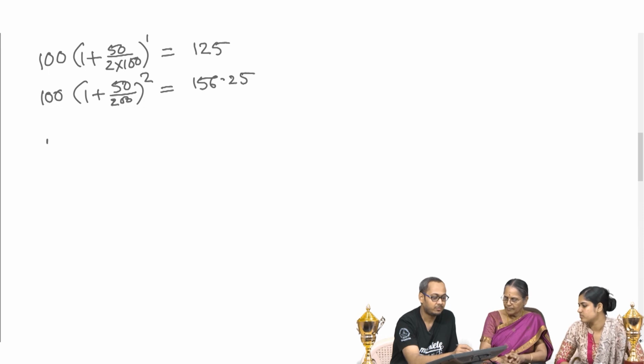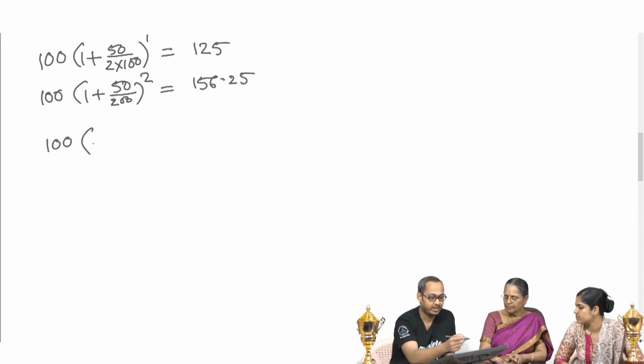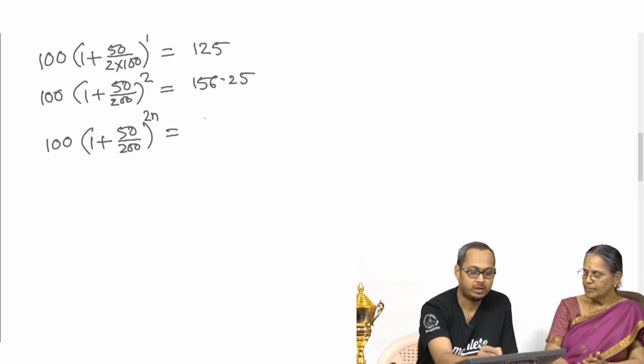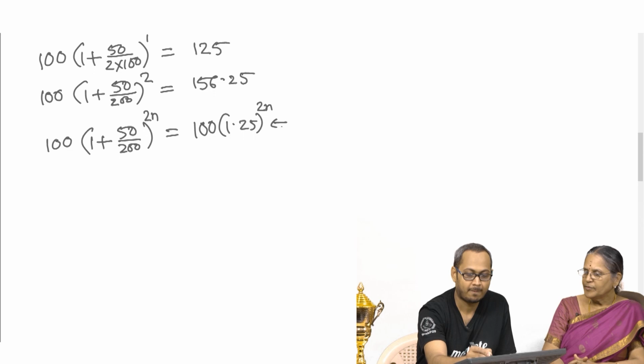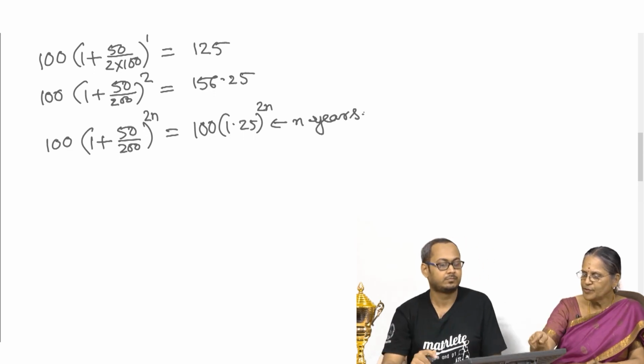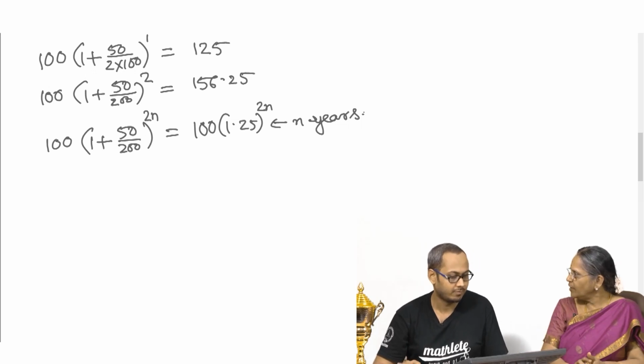In general, the formula will be, after n years, if I calculate every 6 months, after 1 year it is 2, so after n years the amount will be 100 into 1.25 power 2n at the end of n years. So you see that the amount keeps on increasing.